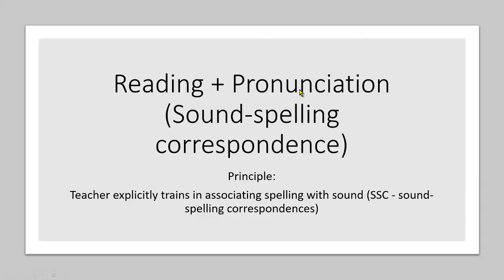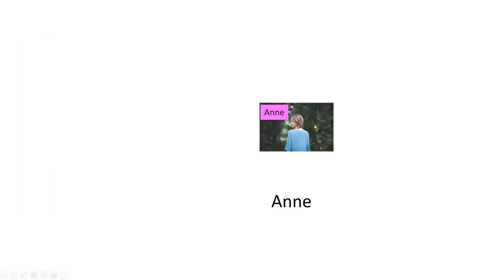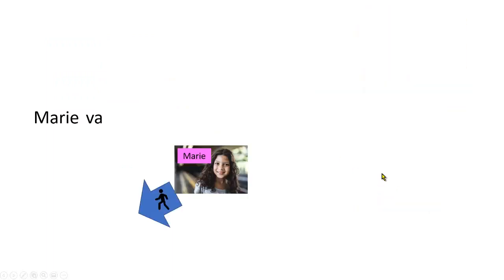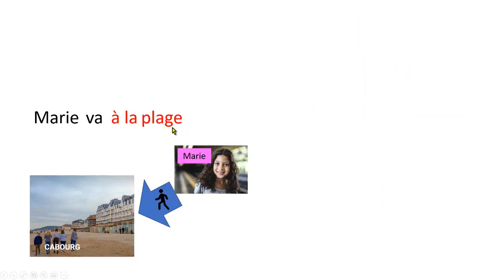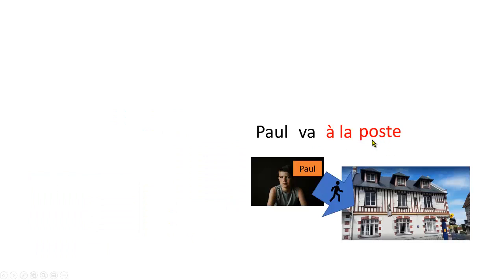Right, while we're looking at pronunciation, this is really important: to deliberately draw attention to the sound spelling correspondence, SSC. Explicitly train them in associating how something is spelt with how it sounds. So, for example, Jean va à la mairie. Anne va à la banque. Marie va à la plage. La plage. Paul va à la poste. Poste, pas post. Poste, ost, post, ost, post.